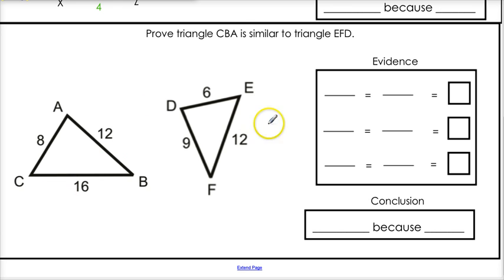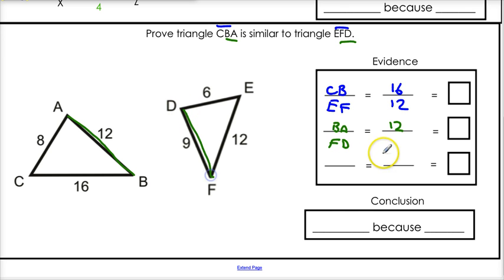We know we have 3 sides here, and we know that CB corresponds to EF because the order is the same. So CB to EF, let's see, CB is 16, EF is 12. Our next one is BA corresponds to FD. So BA corresponds to FD. BA is 12 and FD is 9.